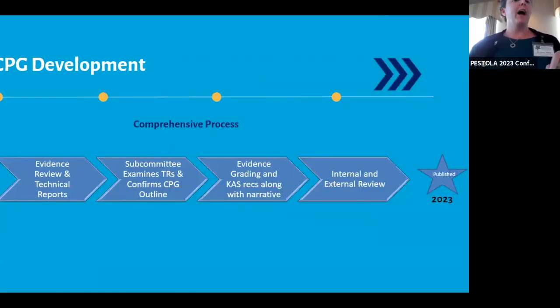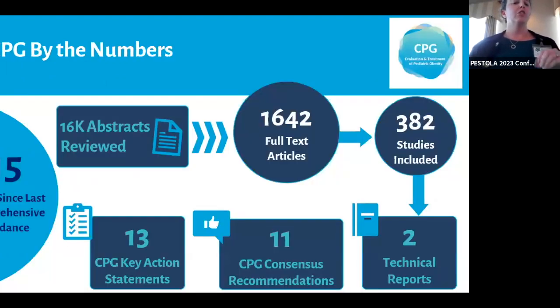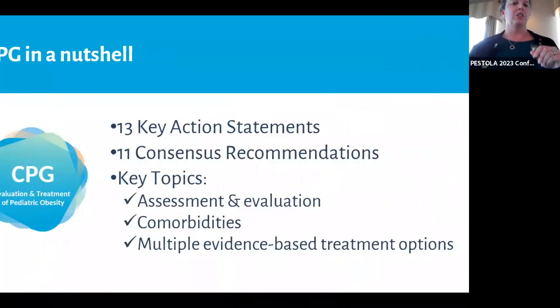And that's when, going back, another committee, the Clinical Practice Guidelines Committee, began reviewing the data in the technical reports, grading the evidence, and then developing 13 key action statements and 11 consensus recommendations. And those topics included assessment and evaluation of obesity, comorbidities, and treatments.